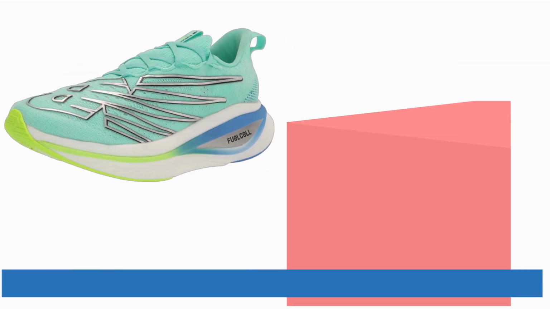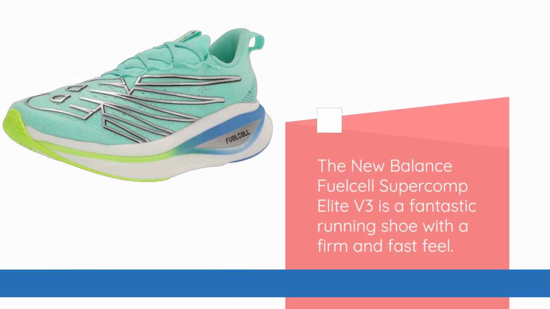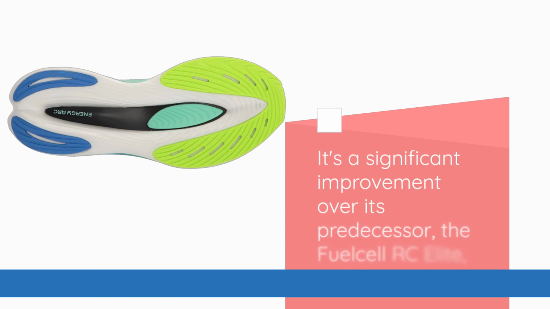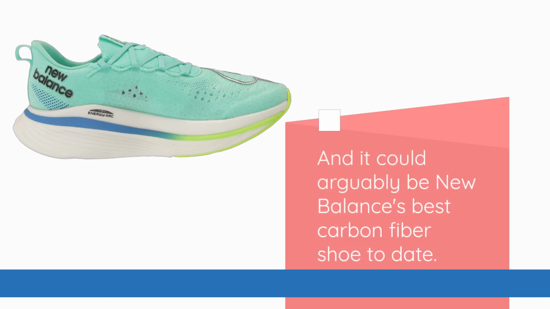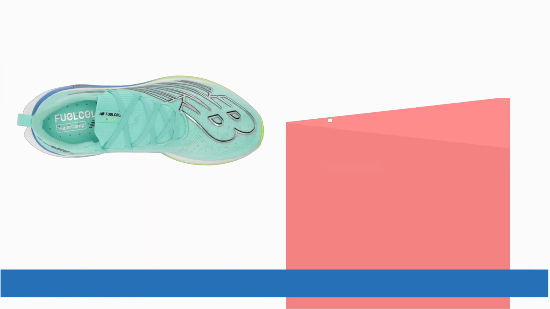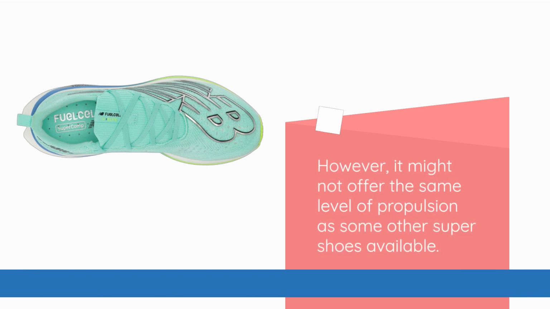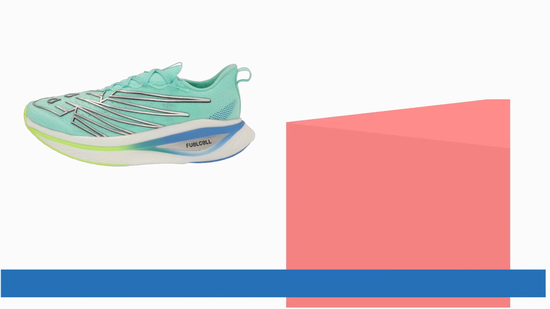The New Balance Fuelcell Supercomp Elite V3 is a fantastic running shoe with a firm and fast feel. It's a significant improvement over its predecessor, the Fuelcell RC Elite. And it could arguably be New Balance's best carbon fiber shoe to date. However, it might not offer the same level of propulsion as some other super shoes available.